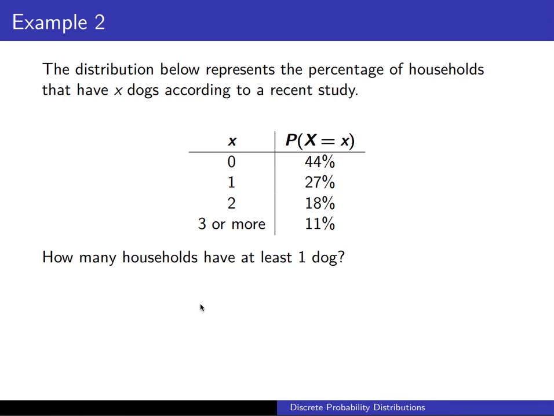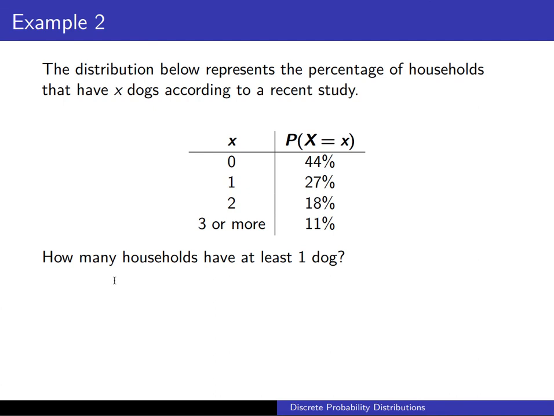All right, example 2: the distribution below represents the percentage of households that have X dogs according to a recent study. So 44% of the households in that study don't have any dogs. 27% of the households have 1 dog, 18% of the households have 2 dogs, and then 11% have 3 or more dogs. So those 11% are really happy because they get all those dogs to play with and have fun with.